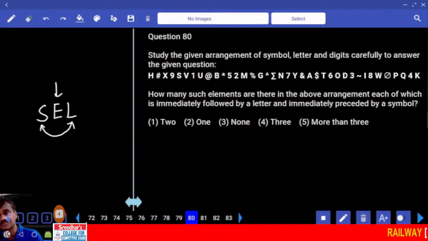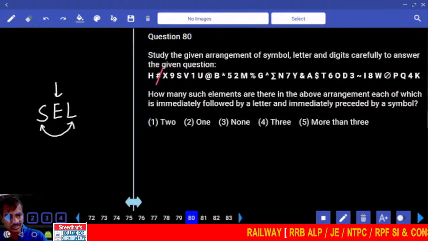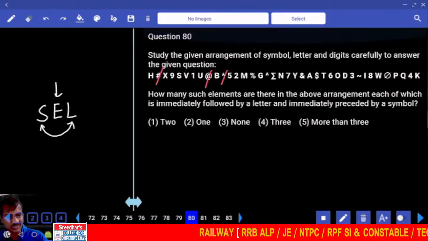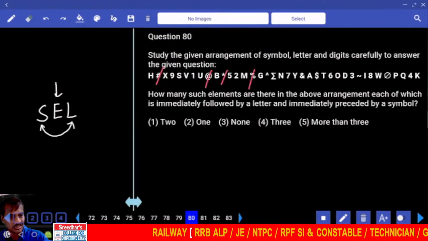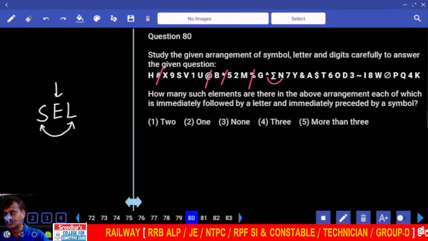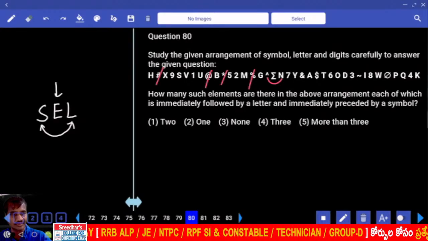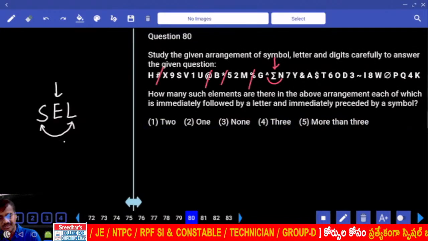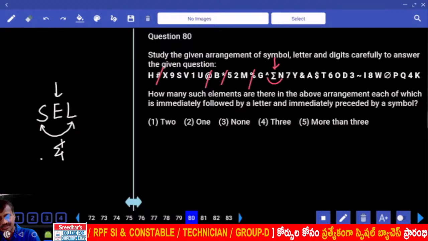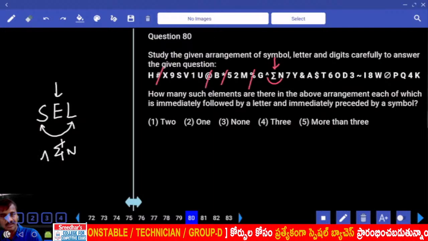You need to focus on a symbol and a letter in the alternate places from left to right. Symbol, alternate letter is not there. Symbol, alternate letter is not there. Symbol, alternate letter, symbol, alternate, no symbol, alternate letter. Yes. That means the sigma is an element preceded by the symbol power and followed by the letter n.